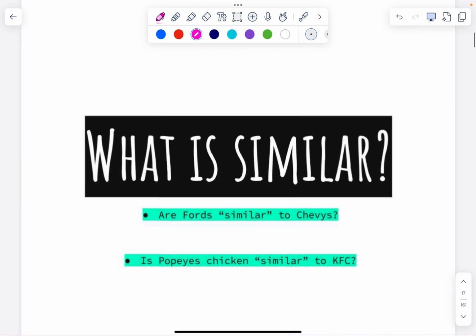All right, what do you think of these 2 questions? Are Fords similar to Chevys? We're going to define this, and then probably you'll have a few minutes to try some of these problems. This isn't too bad. It kind of goes back to how deep do you want to go with this, right? What's it say?